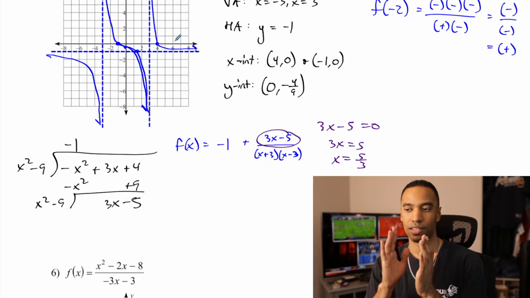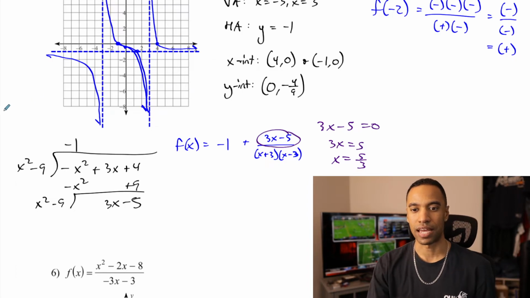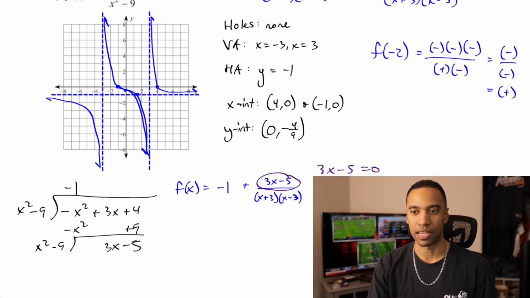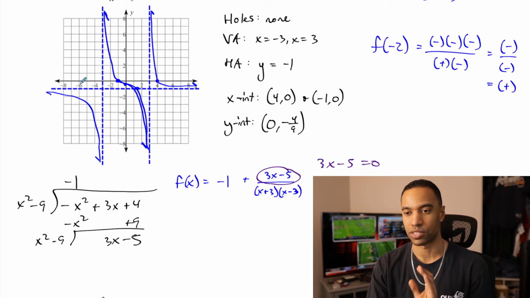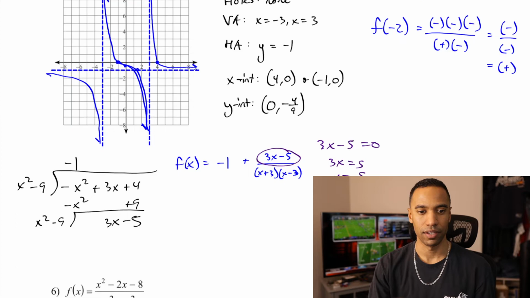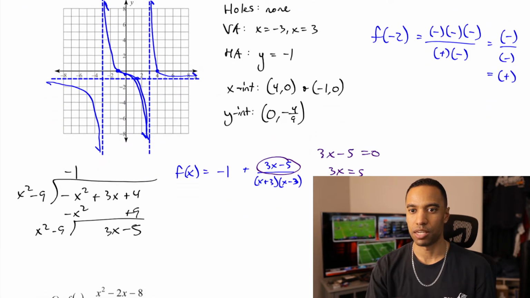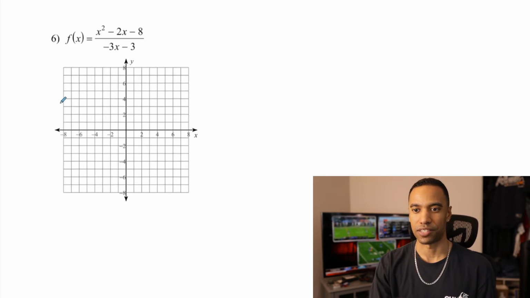So that is the graph. Okay, that is the graph. Sign charts wouldn't be necessary for that as long as you know it doesn't cross, and that's all we need. All right, a lot of stuff to talk about there. Let's keep moving forward to number 6.